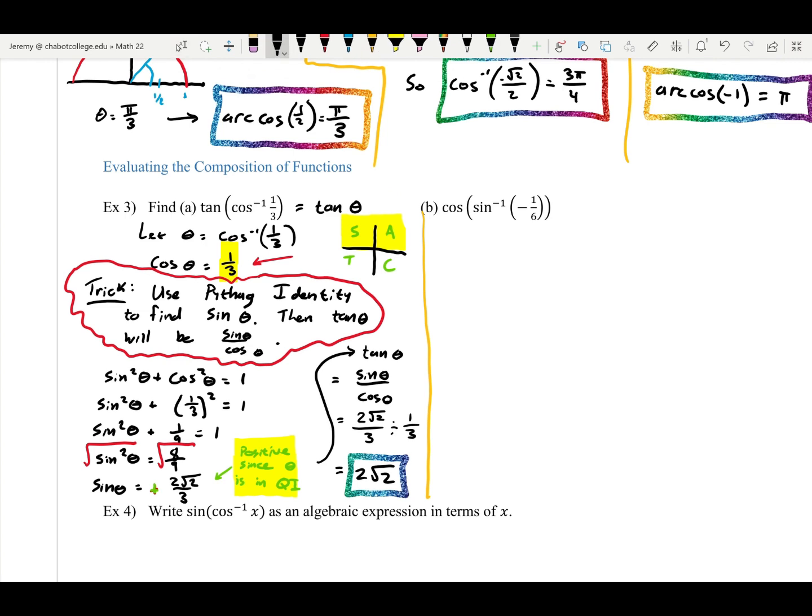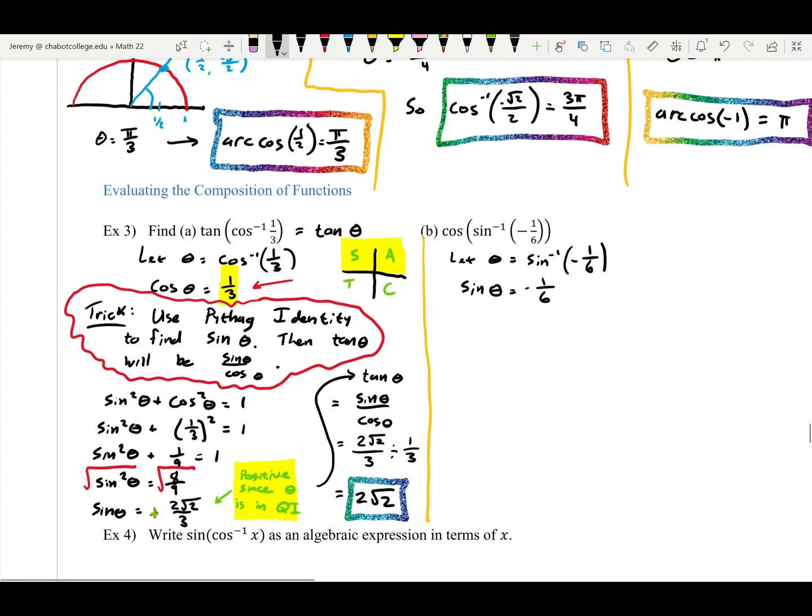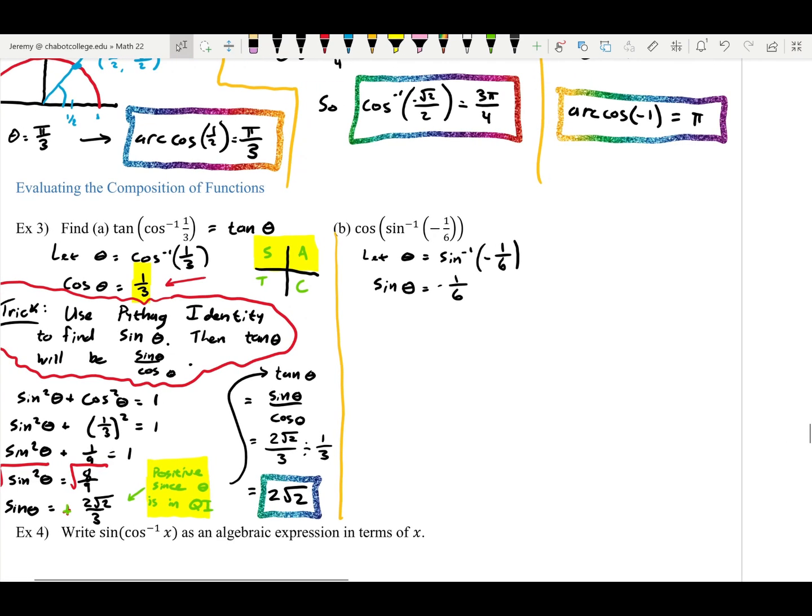Cosine of sine inverse of negative 1/6. So I'm going to start the way I'd pretty much always do with these. Let's let theta equal the inverse trig function, so sine inverse negative 1/6. So then that means that sine of theta is equal to negative 1/6. Okay, now for this one, we actually have a negative value in here.